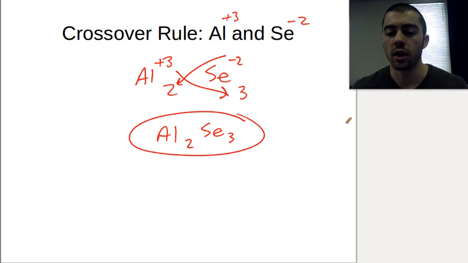Alright, so again, to sum up the crossover rule, we're going to assign charges to each element and then cross them down to the opposite element in the compound to get the subscripts, and then write out our final formula using those subscripts.